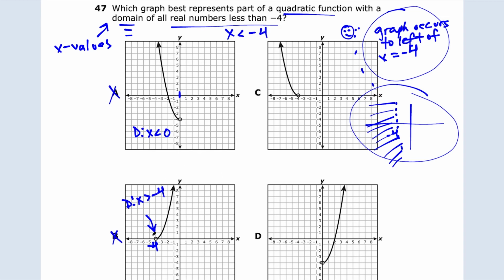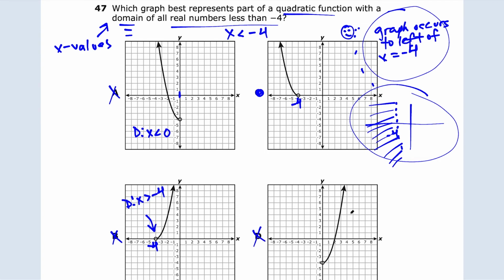So we don't want it to occur in this space. We want it to occur to the left of -4 on the x-axis. So now we look at choice C. Choice C is good because here's x equals -4, and the graph is occurring to the left of x equals -4. There is nothing going on to the right of -4, so that's why this answer choice is good.